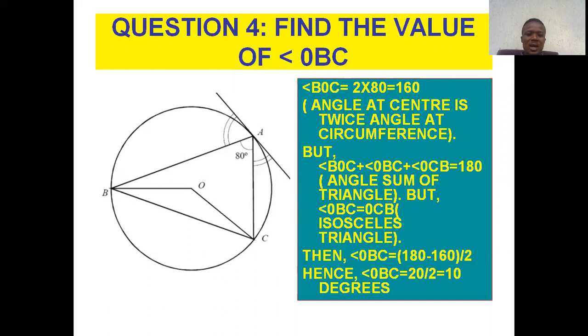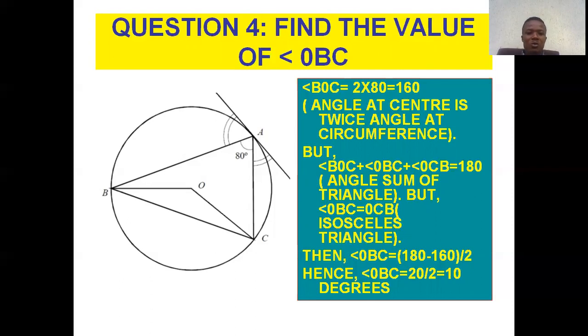So because they are radius, they are equal to each other, hence making the two sides of the triangle equal. Whenever the two sides of a triangle are equal, you now know that the triangle is an isosceles triangle. And the base angles of an isosceles triangle are equal. That is why angle OBC and angle OCB are equal, because they are the base angles of the isosceles triangle. Then to get angle OBC, OBC must be equal to OCB.